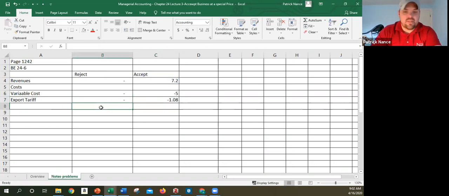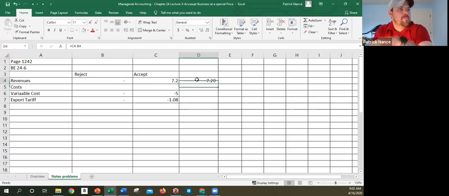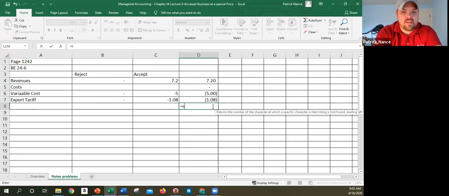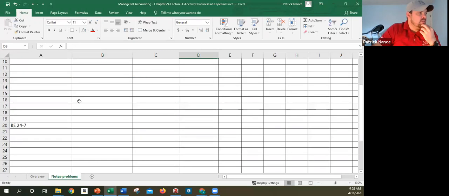So my difference is revenues increased by $7.20, my expenses increased by $5 and $1.08. So in sum, that is $1.12. So we should accept the special order. My income goes up by a total of $1.12.